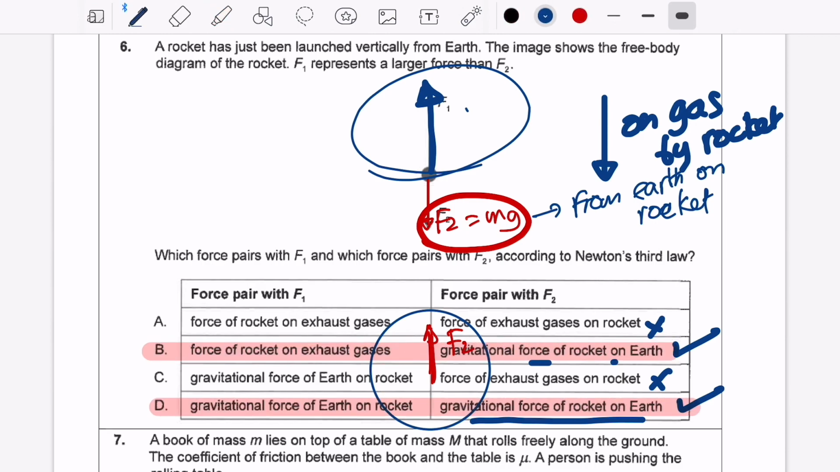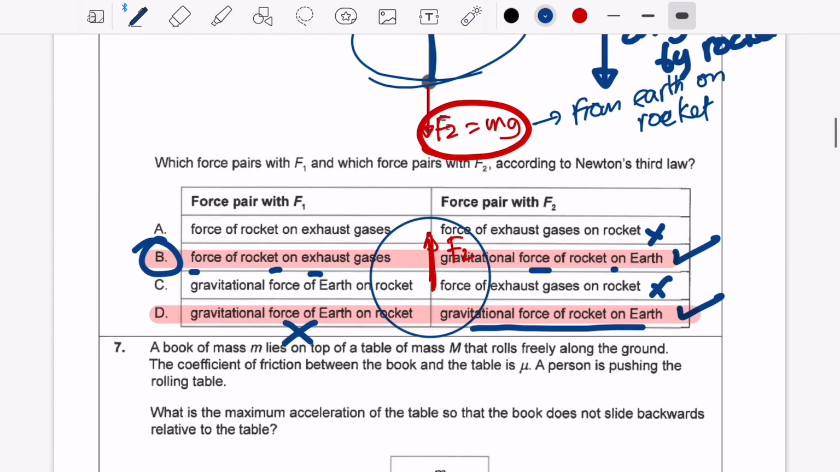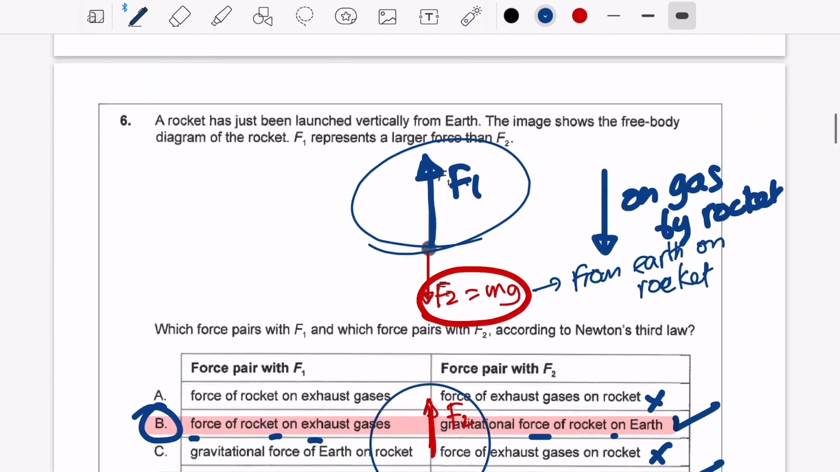Now let's think about the force F1. It has to be, the reaction force is the force from the rocket on the exhaust gas. Force of rocket on exhaust gas, that's right. Gravitational force, no. F1 is not a gravitational force, it's a thrust. So the answer for question number 6 is B.